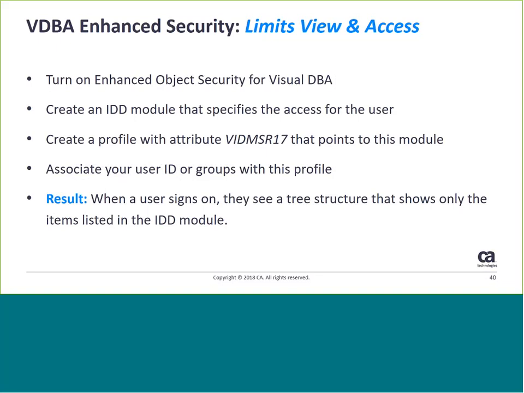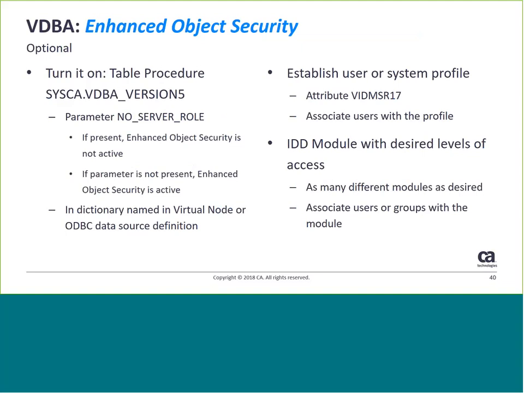So what it will do is tailor the views so that people cannot access something. Even if you have not specified particular access on the mainframe, security that would limit what someone can do, you can do that in Visual DBA simply by limiting what they can see, because if they cannot see it through Visual DBA, they cannot change it using Visual DBA. All of that is done through this thing called Enhanced Object Security.